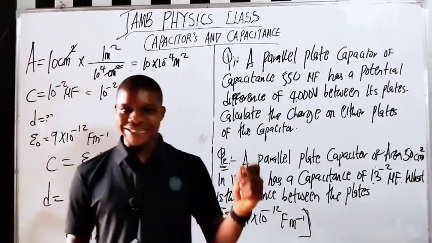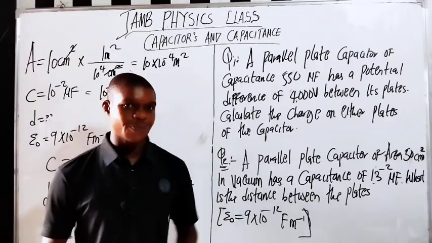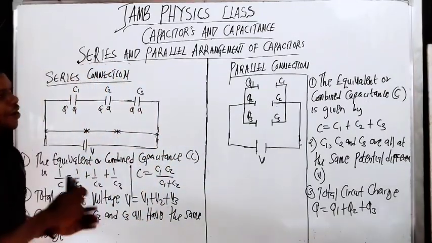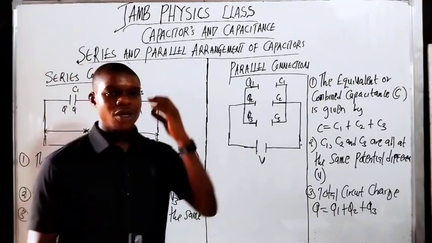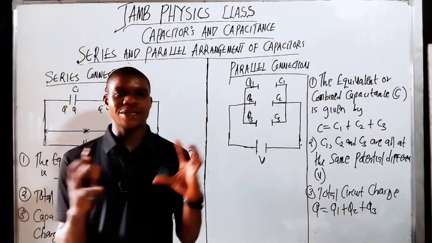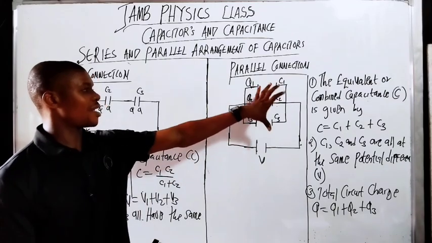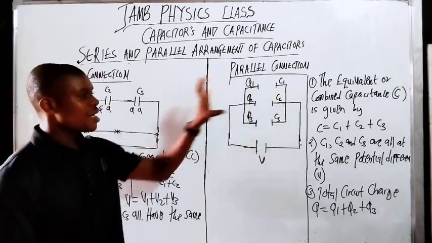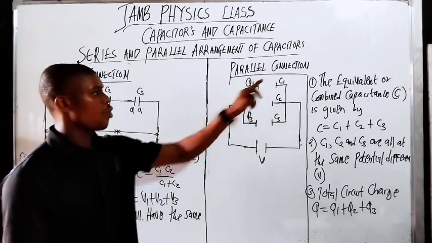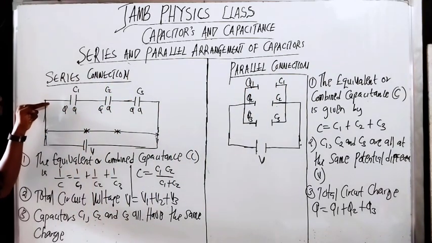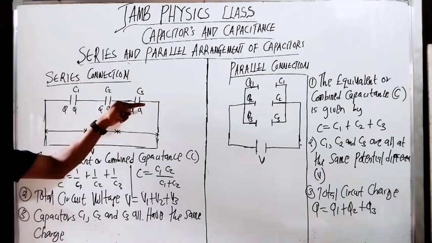The next topic is capacitance in series and in parallel connection. So now let's look at the series and parallel arrangement of capacitors and see how they are arranged. Let's start with parallel connection. This is how it is arranged. When you see a connection like this, it's a parallel connection. Then when you see a connection like this, it's a series connection.